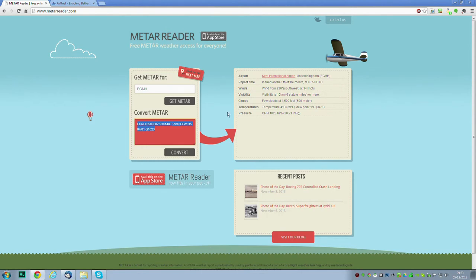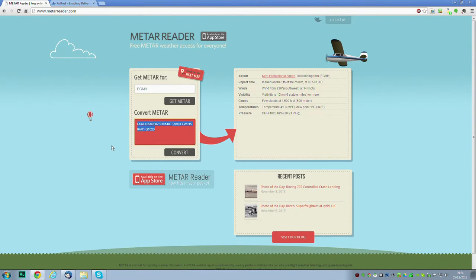So it's the airport, Kent International Airport, which is Echo Golf Mike Hotel. That's the first part. The second part is the date and time it was issued. So it was 05 and then 0850 Zulu. Zulu is Greenwich Mean Time. That is also called UTC, or Coordinated Universal Time, Universal Time Coordinated.